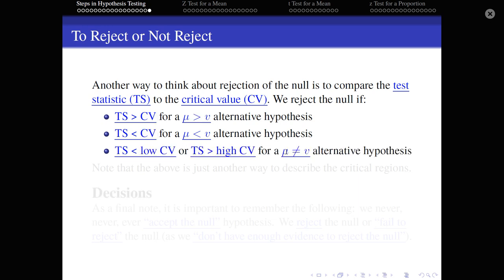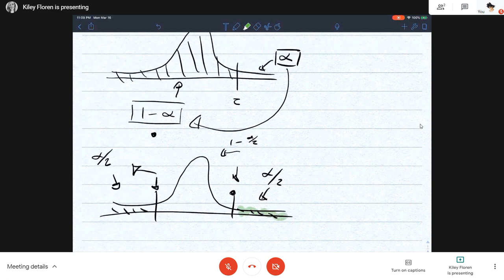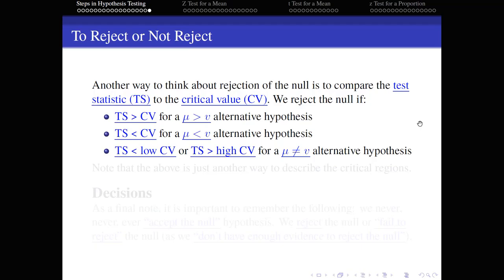Now, if it's not equal to, remember that we have two critical values. We've got one on the right end of that distribution and one on the left end of that distribution. So we're going to see if the test statistic is on the outside. Going back to our image, we're looking to see if the test statistic is in these shaded regions out here on the left or the right. So is the test statistic less than the small one, or is it greater than the big one? That's what we're looking at on a two-tailed test, or a non-directional test, with a not equal to.